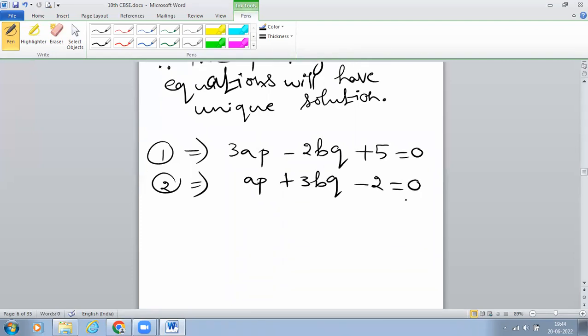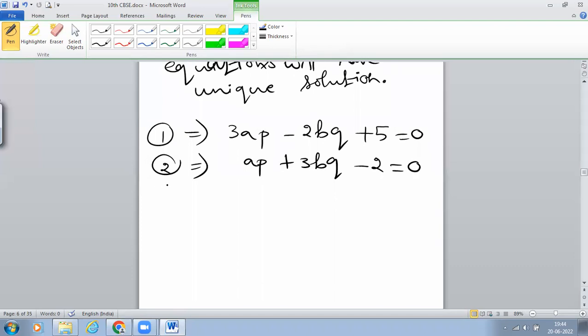Now what we have to do is, with the help of these two equations, find the values of A1, B1, C1, A2, B2, C2. A1 is the coefficient of P, B1 is the coefficient of Q, and C1 is the constant. Likewise, A2, B2, and C2 are the coefficient of P, the coefficient of Q, and the constant term of the second equation. Sorry, A2, B2, C2 for the second equation, and A1, B1, C1 for the first equation.